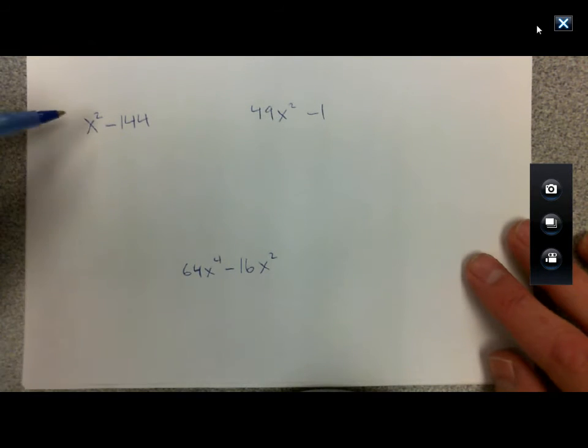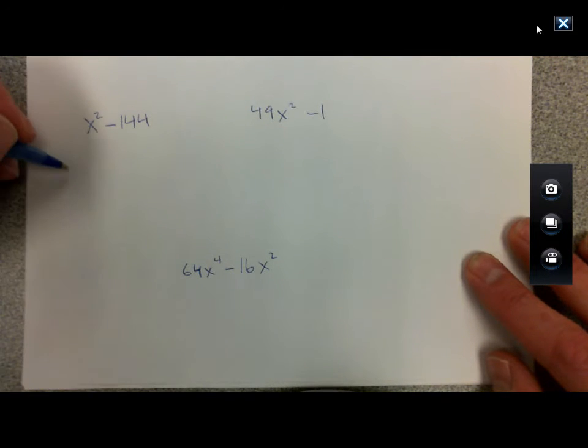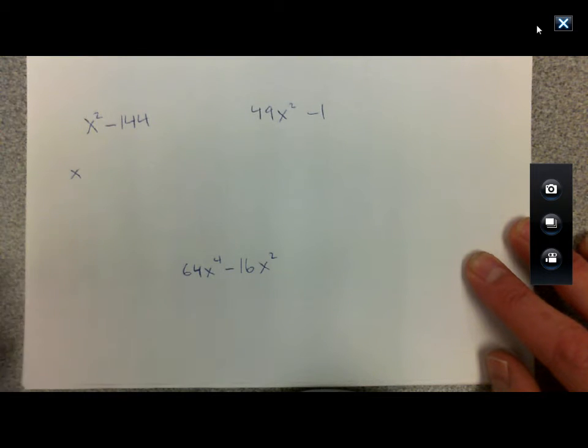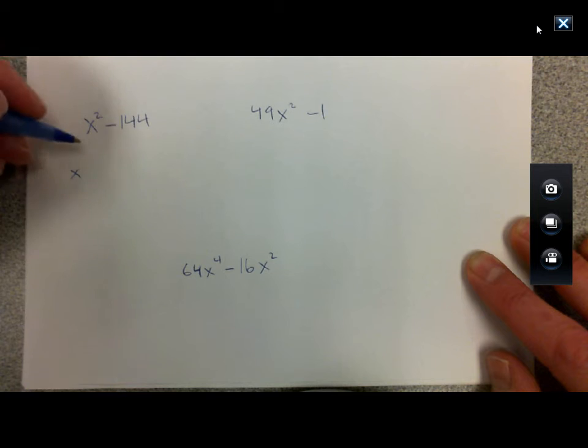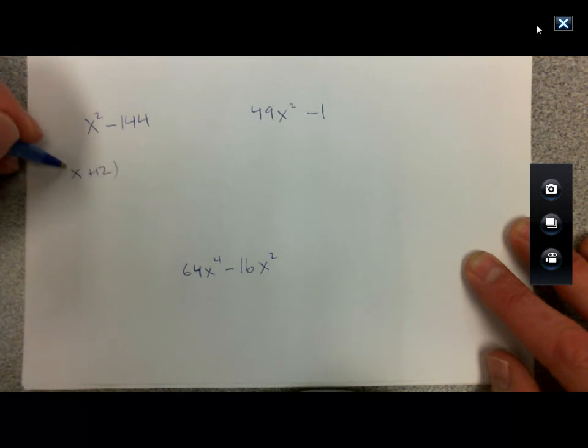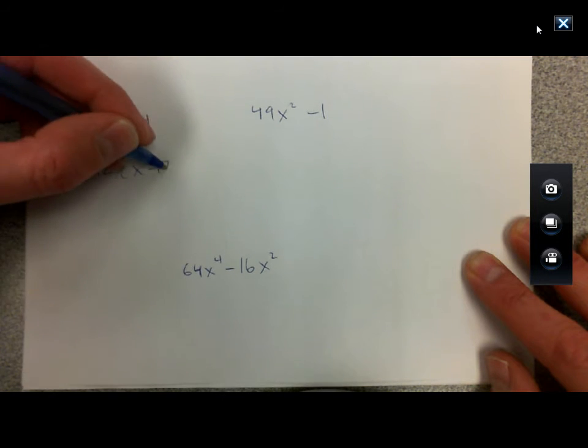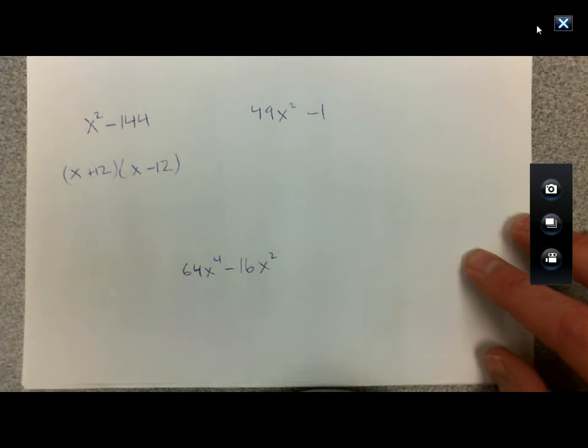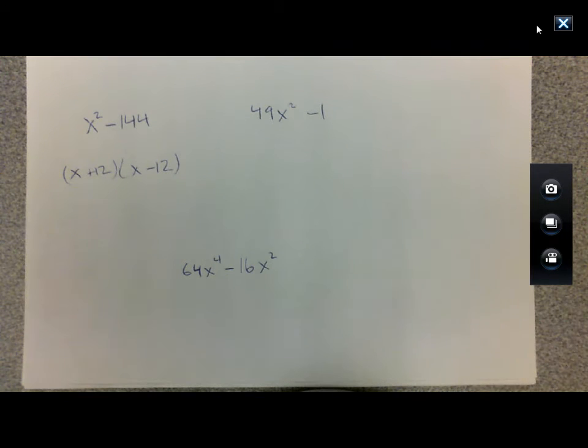Looking at the first one, x squared is the same as x times x. 144 is the same as 12 times 12. So I'm going to do x plus 12 and x minus 12. That's it. That's how we do it.